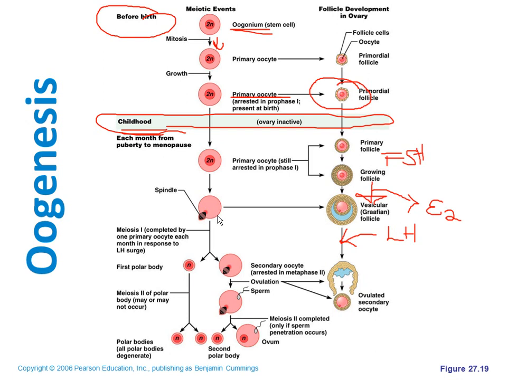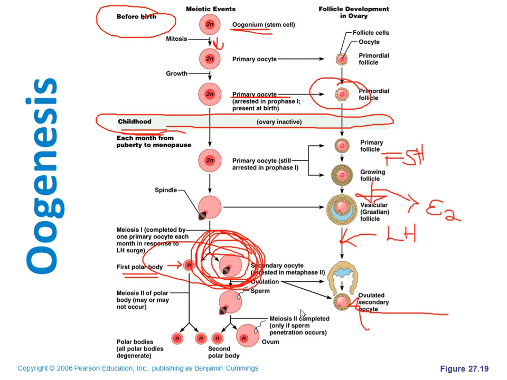So it finishes that first meiotic division, makes 2 cells, just like the spermatogonium did. What's different is that the division was not equal. One of the cells stayed really big, and that stays the active oocyte. That's now a secondary oocyte, and that's what we ovulate out. But the other quote-unquote cell stayed tiny, and it's just called a polar body.